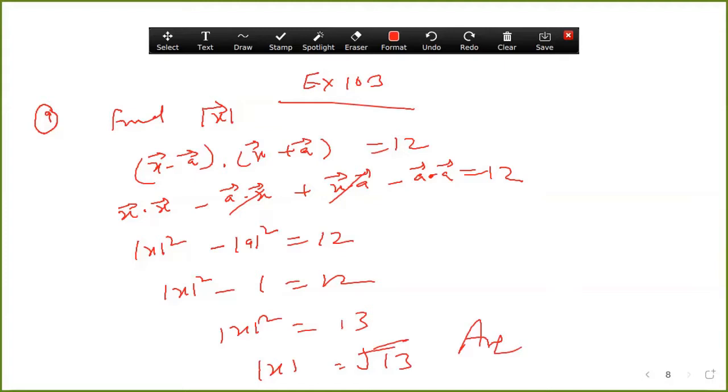Now here is a question. All questions you have to try first, then we'll discuss. I think question number 11. Question number 11 is: show that the vectors mod of a times b plus mod of b times a is perpendicular to mod of a times b minus mod of b times a, for any two non-zero vectors a and b.